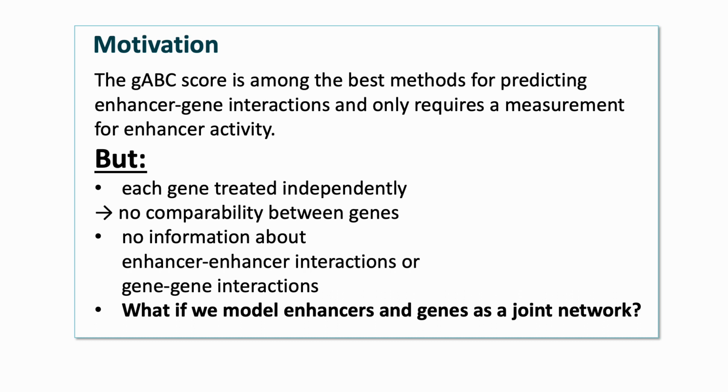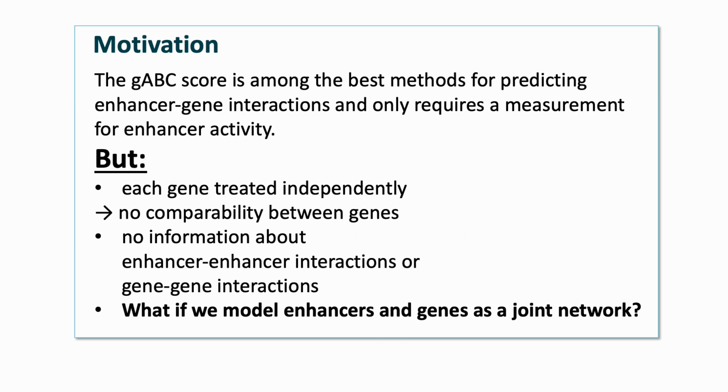What we found is that this score works pretty well for predicting enhancer gene interactions, and it's also convenient because it only requires one measurement of enhancer activity, because the contact part you can actually replace, for example, by an average Hi-C matrix or by a contact estimate, which is calculated based on distance. But there are also a few downsides.